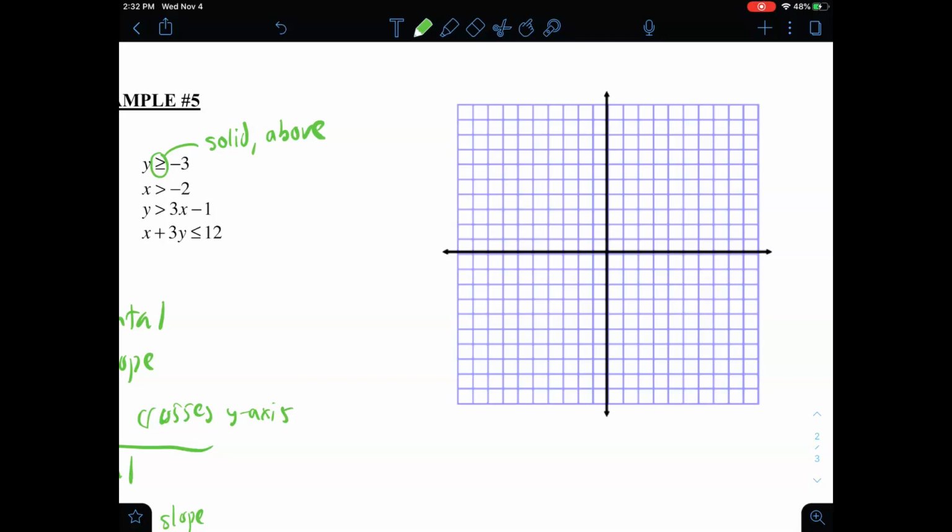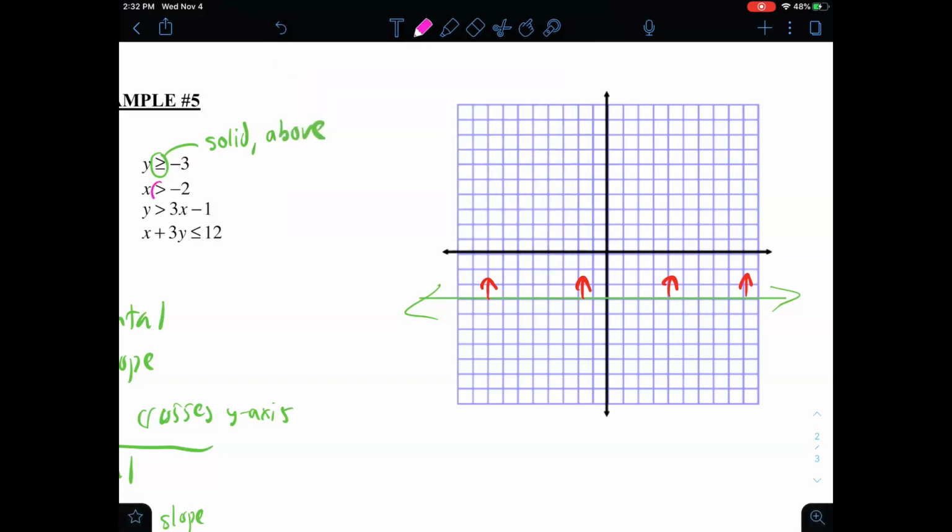All right, so we have y is greater than or equal to negative 3. That's a horizontal line through negative 3. That's a really bad line. Horizontal line, it's solid, so we're going to shade above. So we're going to use little arrows here, okay, to get us started.